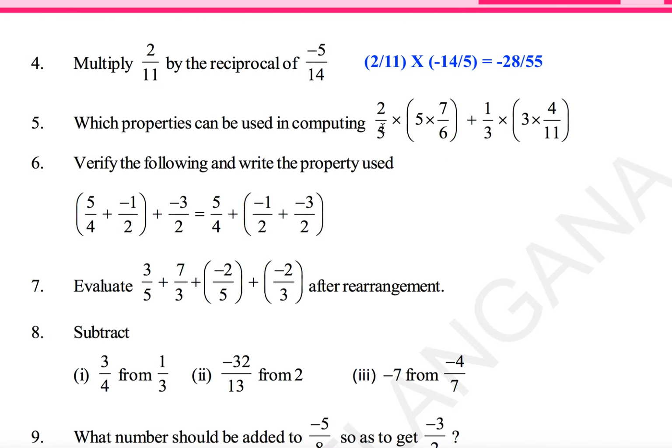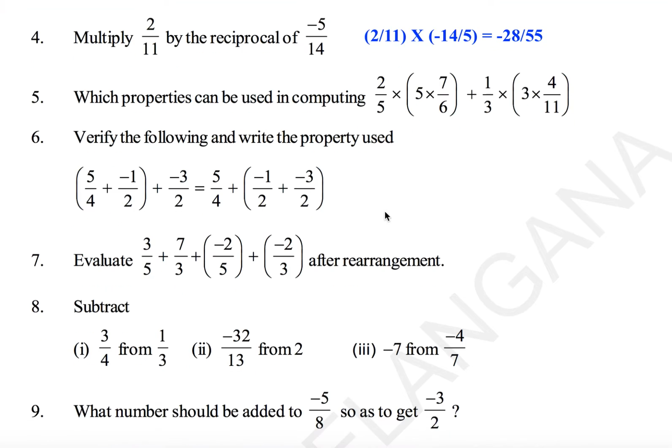5 will get cancelled out. 2 and 3, 7 by 3 here. 3 will get cancelled out. 4 by 11. So 7 by 3 plus 4 by 11. There is nothing common here, right? Forget about this problem.